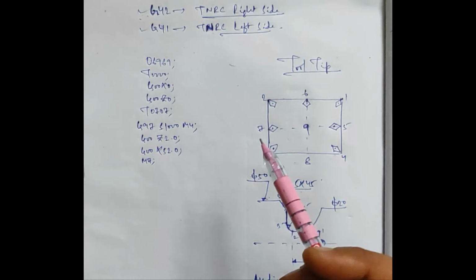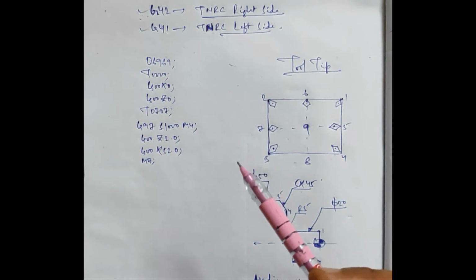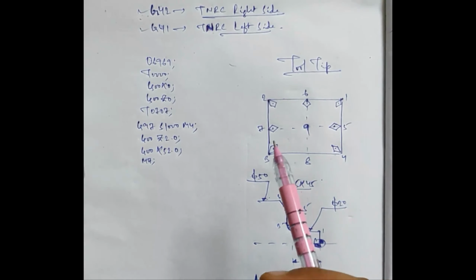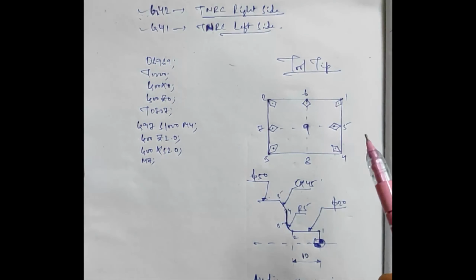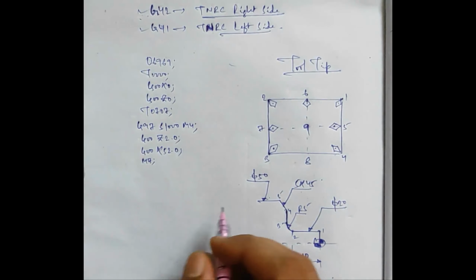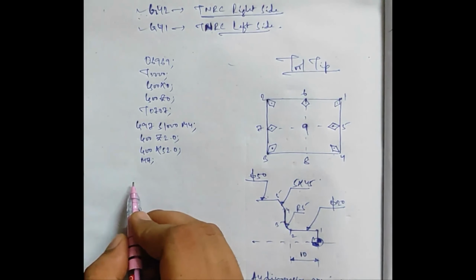Okay, G42 and G41 are for the finishing operation. So the finishing operation is going to be completed in one process. Okay, so after M7 let's write the program over here.